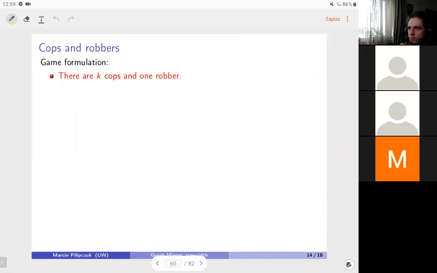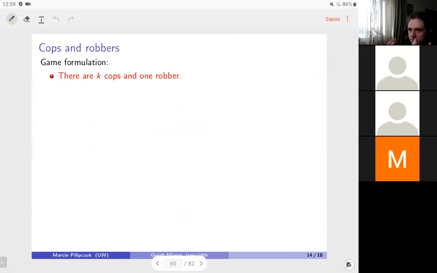that I want to go back to the intuition that this is sweeping a graph with small separators. Okay, so let me introduce a game. So if I want to make a sweeping, I want to introduce a game. So the game works as follows. There are K cops that want to catch a robber.